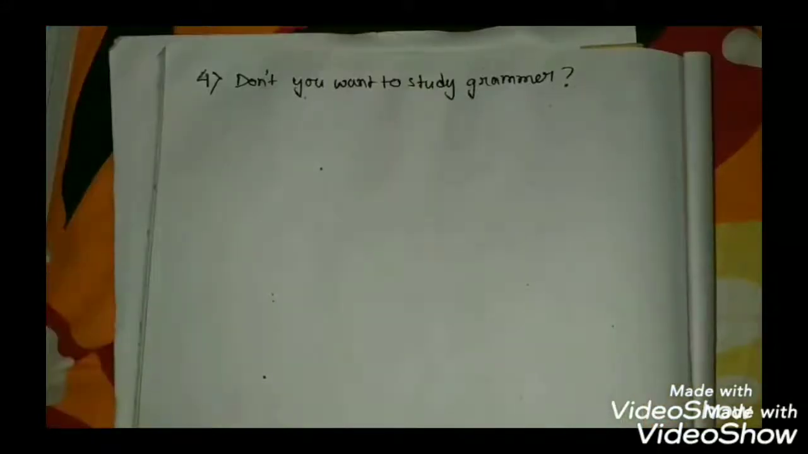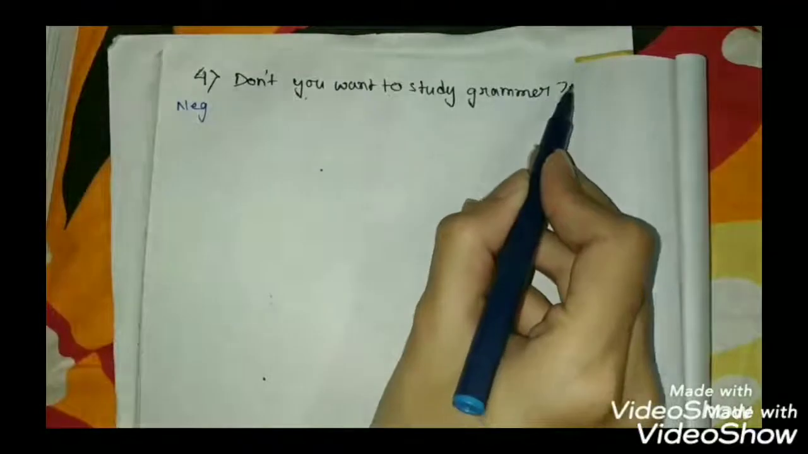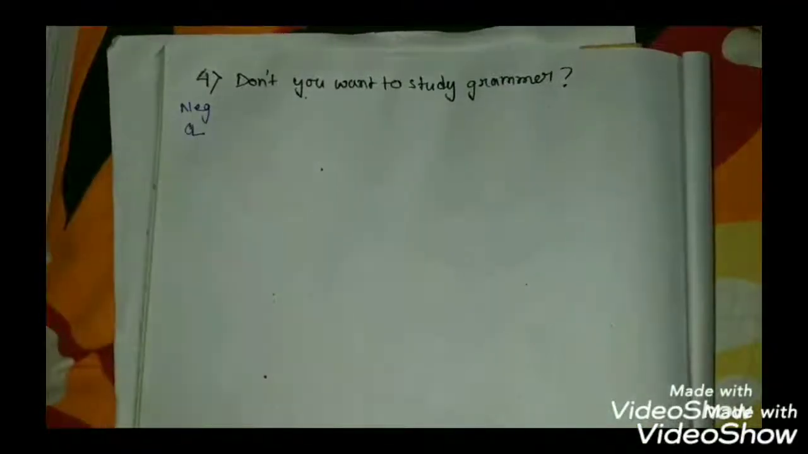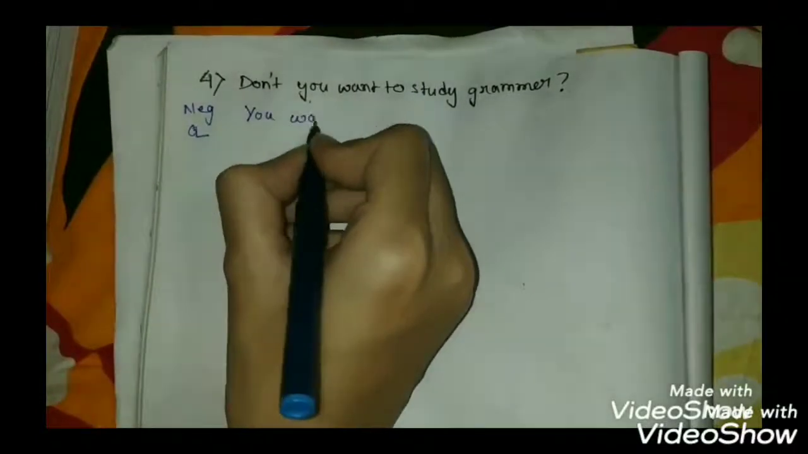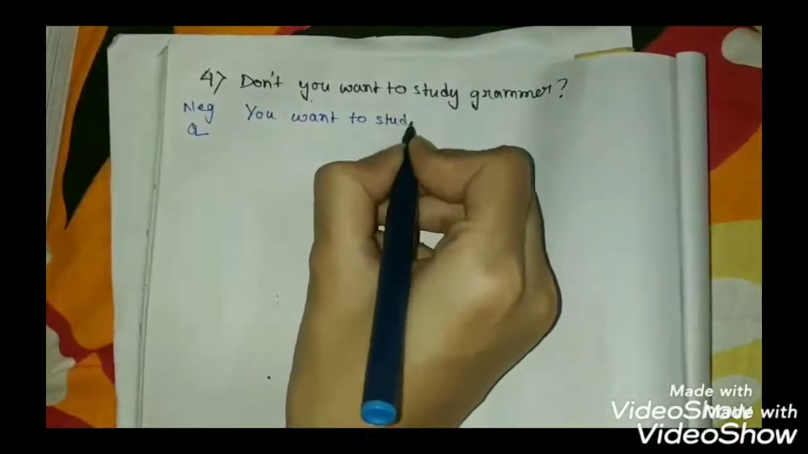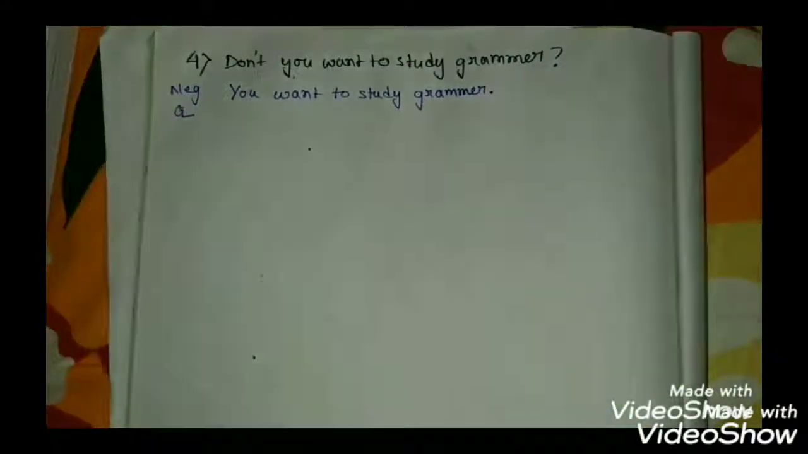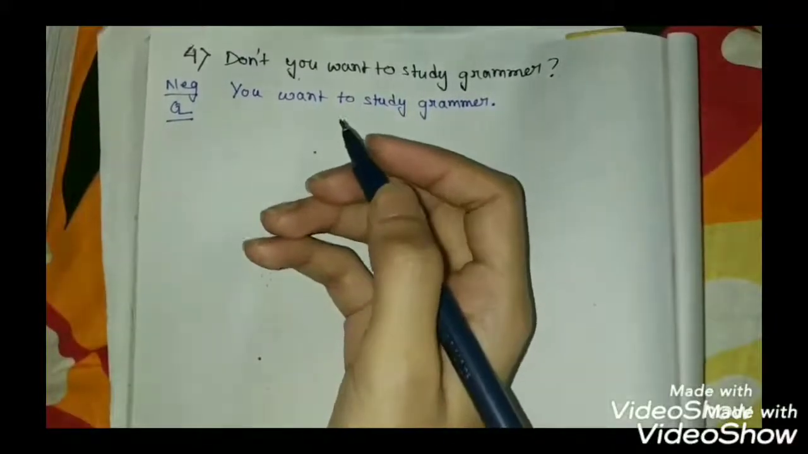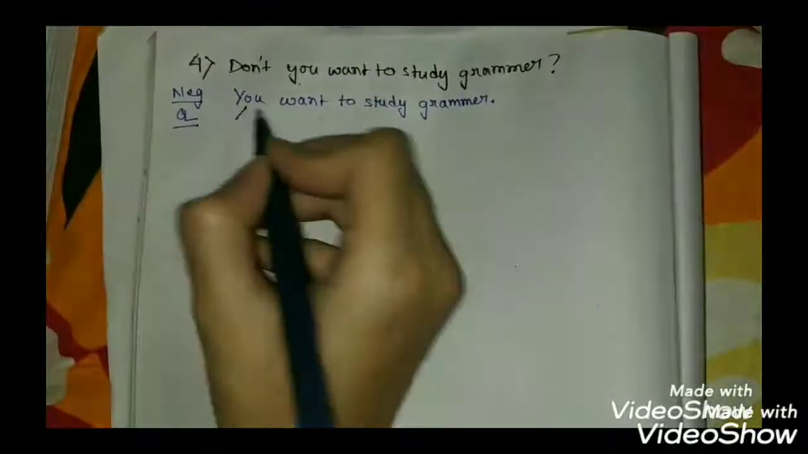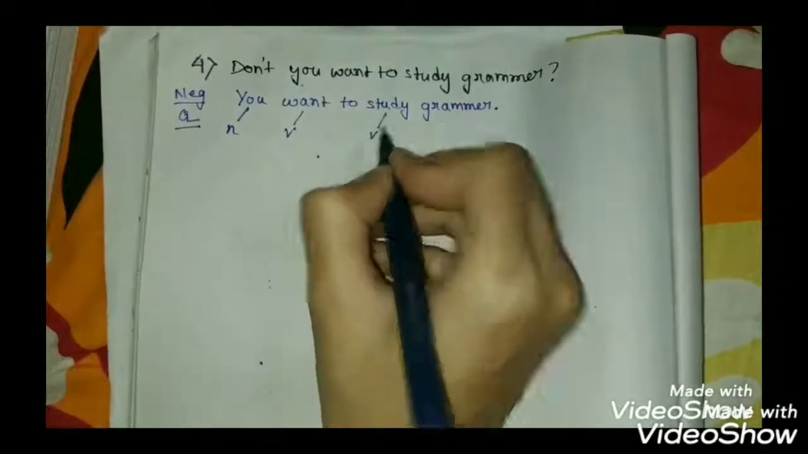Then, don't you want to study grammar? So it is negative and also it is in interrogative sentence. So question. So we will write it simple and positive. So you want to study grammar. Because we have extracted both the negative and question, therefore this is remained. So you will be noun, want is verb, study is verb, grammar is noun.